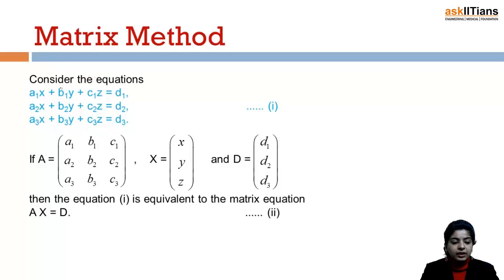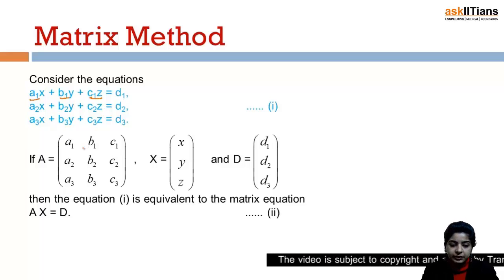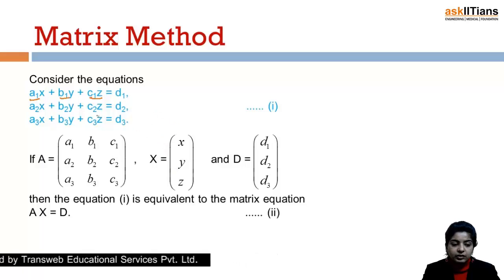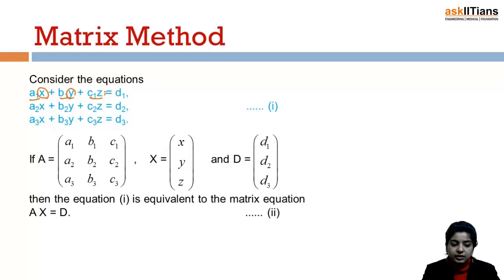Consider the equations a1x plus b1y plus c1z equal to d1, a2x plus b2y plus c2z equal to d2, and a3x plus b3y plus c3z equal to d3. Suppose we have this system of equations, then as we have already discussed, the coefficient matrix, that is the matrix A, is given by A1, B1, C1, A2, B2, C2 and A3, B3, C3. The matrix of variables can be written as X equal to x, y, z. Obviously the variables here are x, y and z, and the constant matrix is d1, d2, d3.